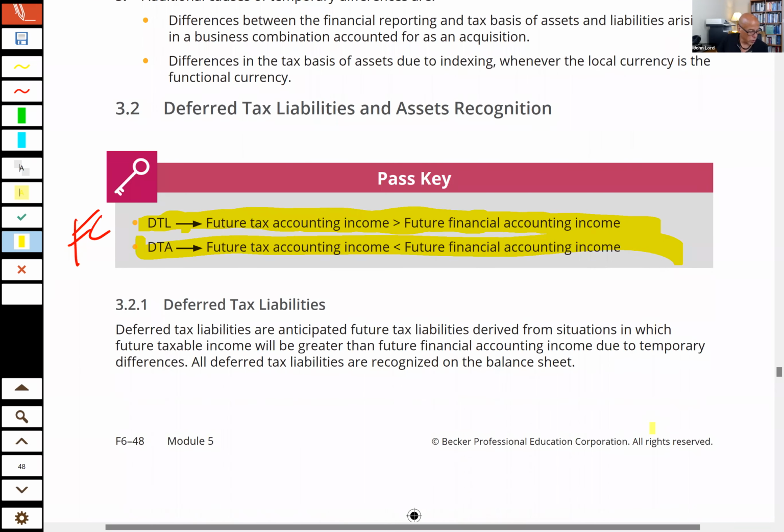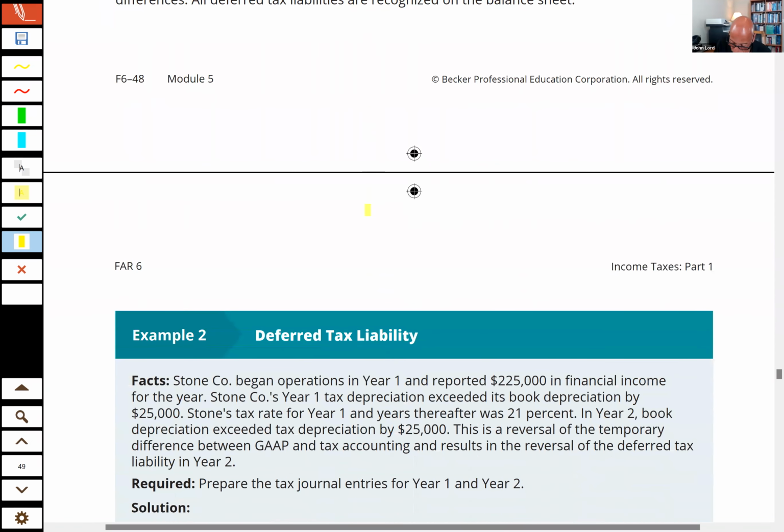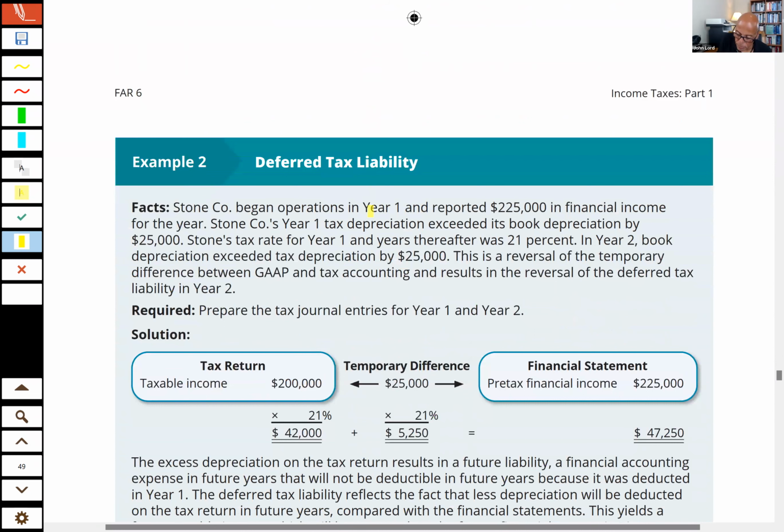Okay. Now, when we look at deferred tax liabilities, let's just look at that and see how that mechanically works. We have this Stone company that began operations in year one and reported $225,000 of financial income for the year. Stone's year one tax depreciation exceeded its book depreciation by $25,000. Now you look, and that is how they're coming up with this $200,000 taxable income, right? Because if I had GAAP income of $225,000, but my depreciation for tax purposes was $25,000 higher, then my taxable income is only $200,000, right? Because I took an extra $25,000 depreciation, right?